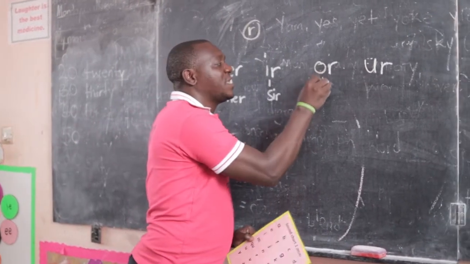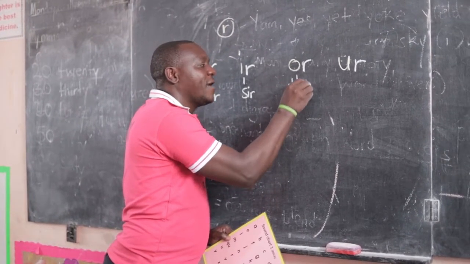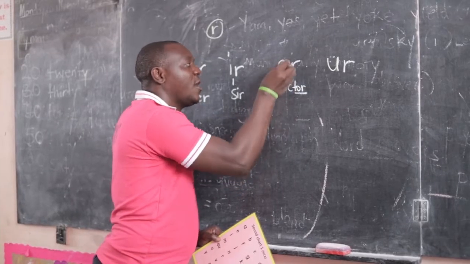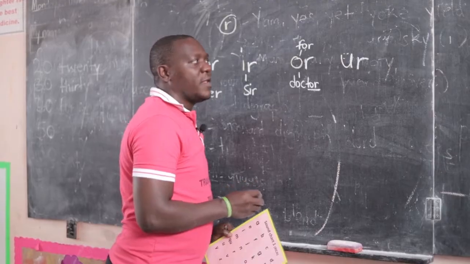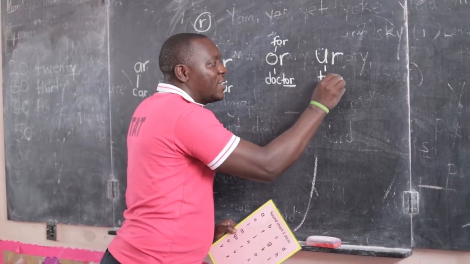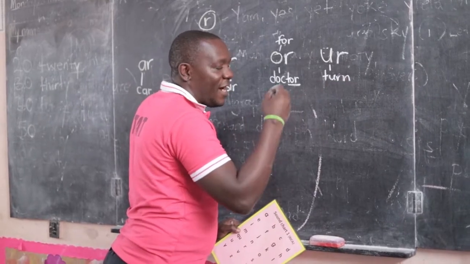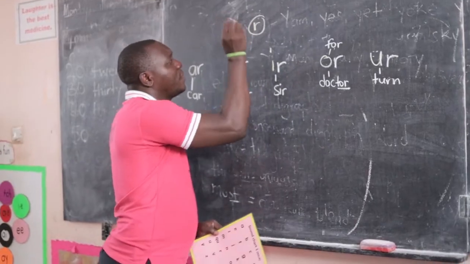Now this one, for it has two. It will become the R for doctor, tutor, or the O for four. All together? Now this one, this is the R for turn, nurse, far, church. Are we getting that?